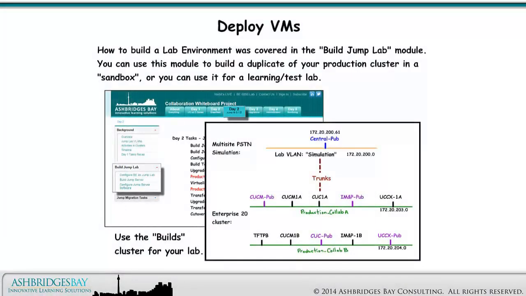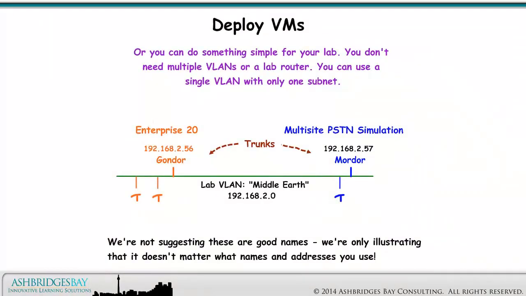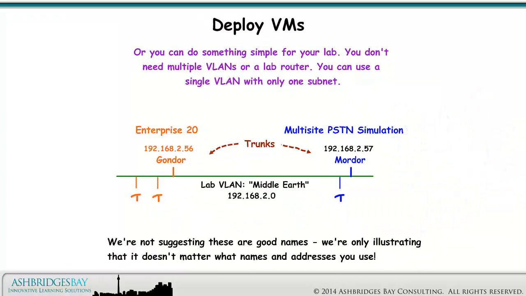How to build a lab environment was covered in the Build Jump Lab module. You can use this module to build a duplicate of your production cluster in a sandbox, or you can use it for a learning test lab. Use the build cluster described in those playbooks for your lab. Or you can do something simple for your lab. You don't need multiple VLANs or a lab router. You can use a single VLAN with only one subnet. We're not suggesting these are good names, we're only illustrating that it doesn't matter what names and addresses you use.